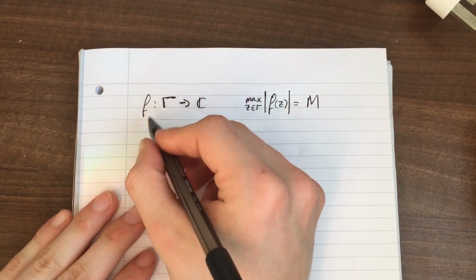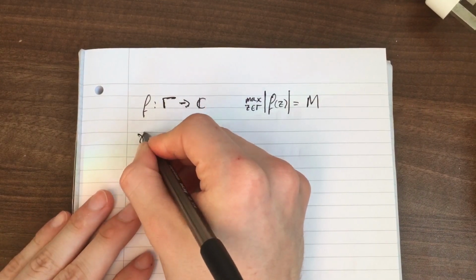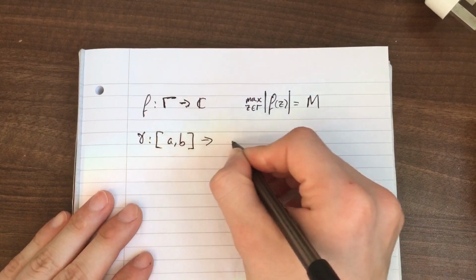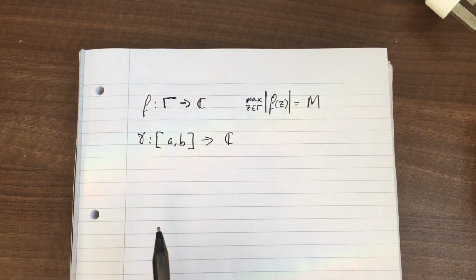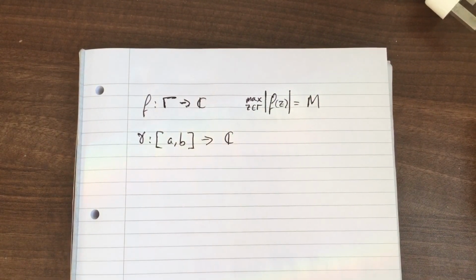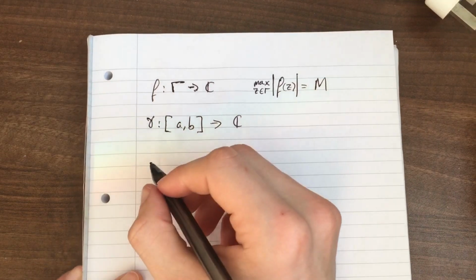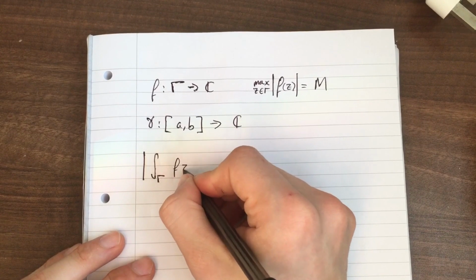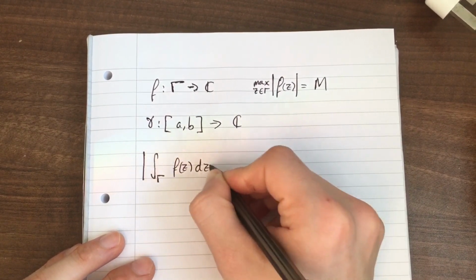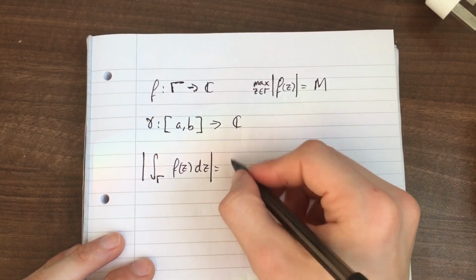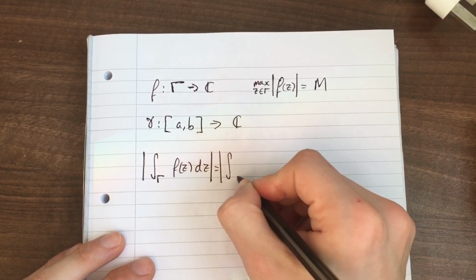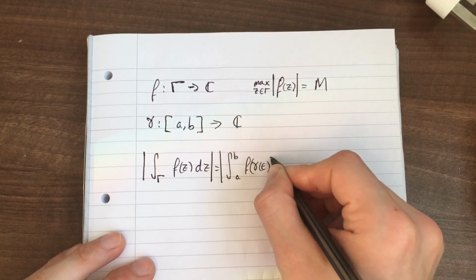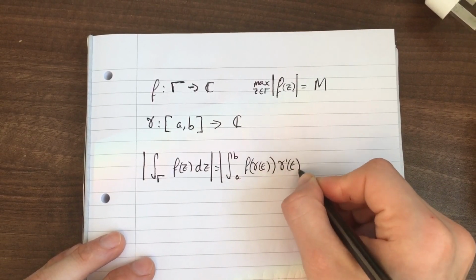And we'll say that this gamma is represented by some map, little gamma, from a to b to the complex plane. So if you recall from episode 1, this is how we set up a contour integral. So then we look at the absolute value of the integral over gamma of f of z dz. And from last episode, we can write that as equal to the absolute value of the integral from a to b of f of gamma of t times gamma dash of t dt.